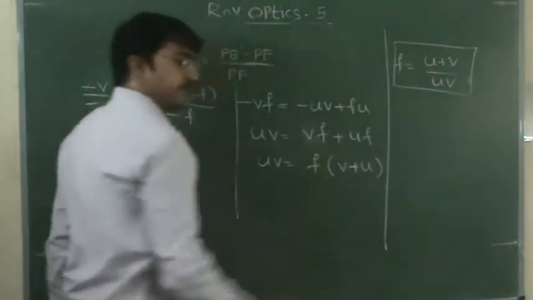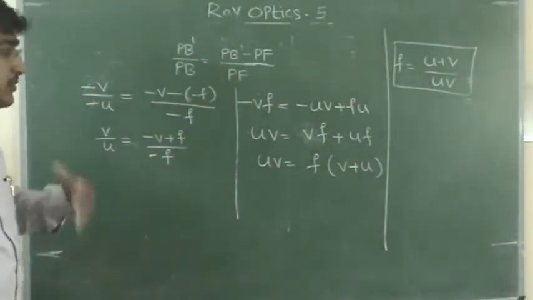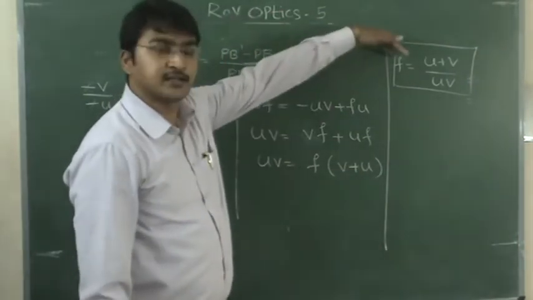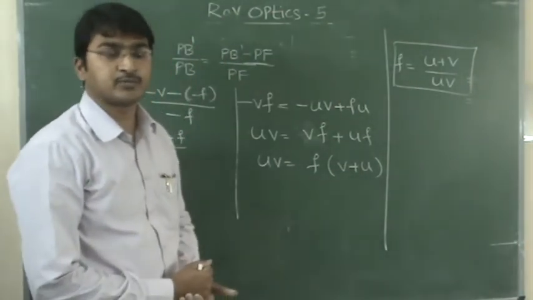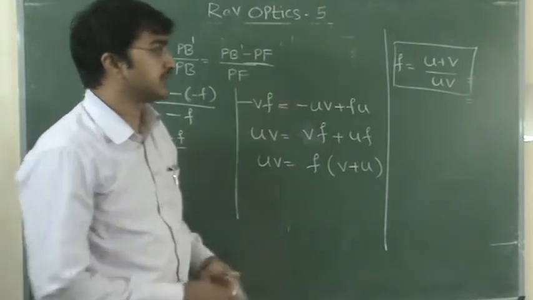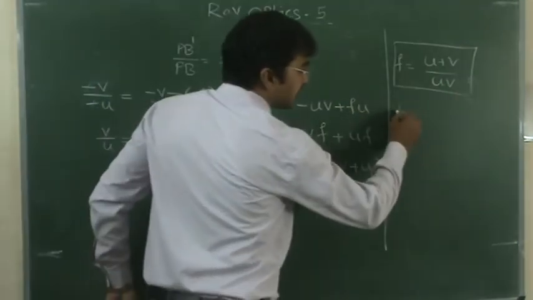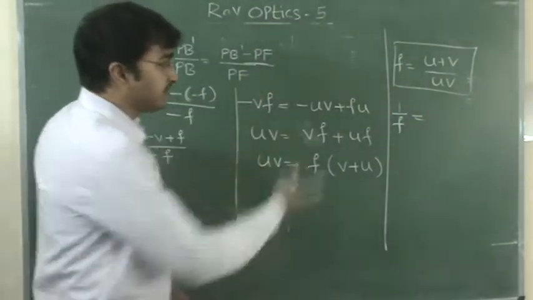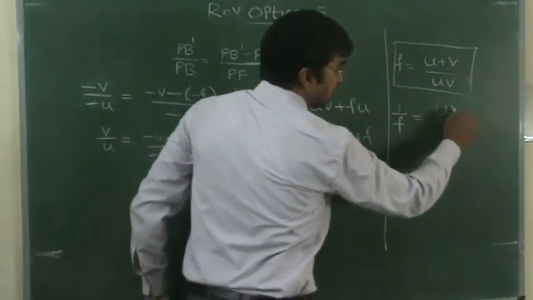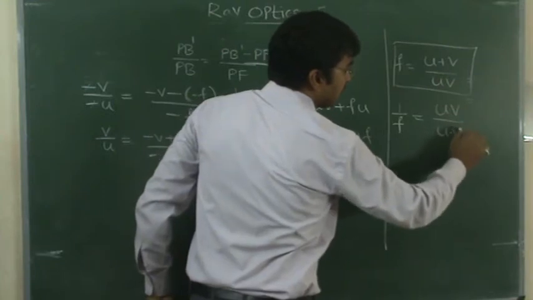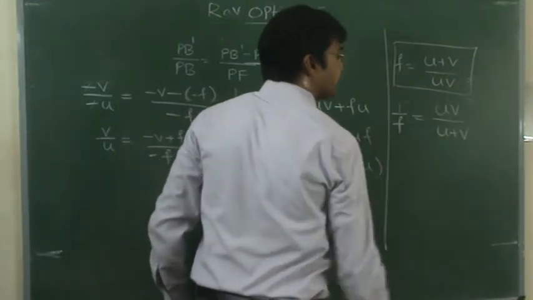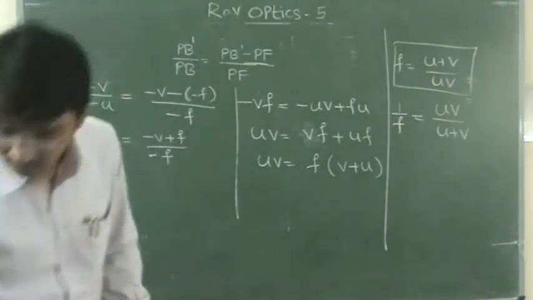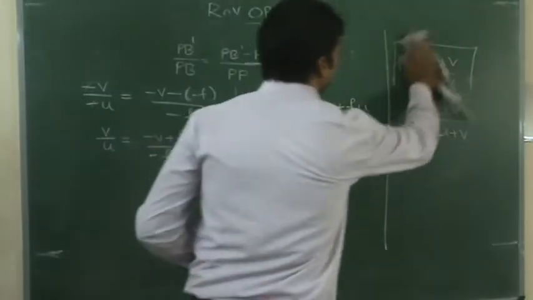This is over actually. But while finding the power of the lenses, we have to take the reciprocal of the focal length. So in that case, I am changing this. Then what is the 1 by F value? We got the F value. What is 1 by F? Then it will interchange: UV divided by U plus V. Otherwise, just do one thing, and you will get the calculation.